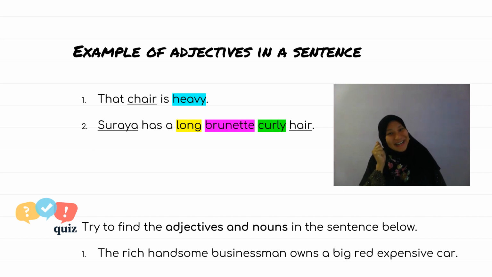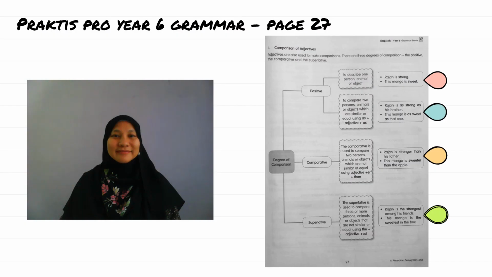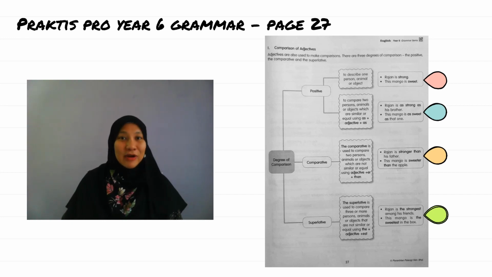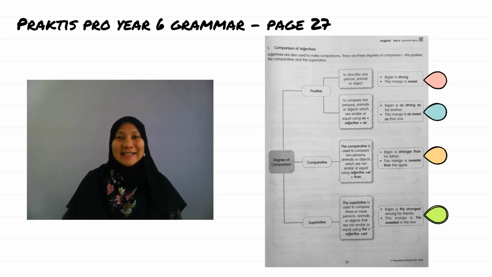Quiz time! Try to solve the quiz below. I know you can do it. Give it a shot. You may refer to your Practice Pro Year 6 Grammar book, page 27. I shall explain to you based on the color indicator.